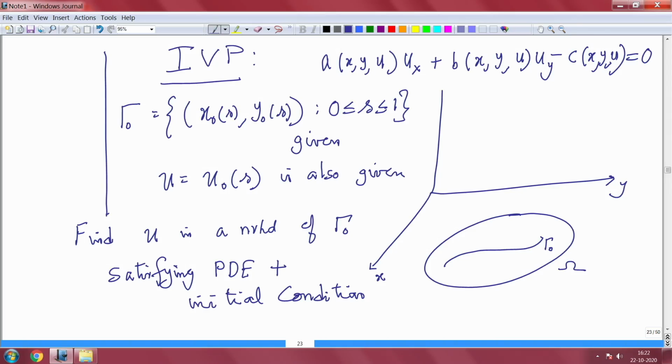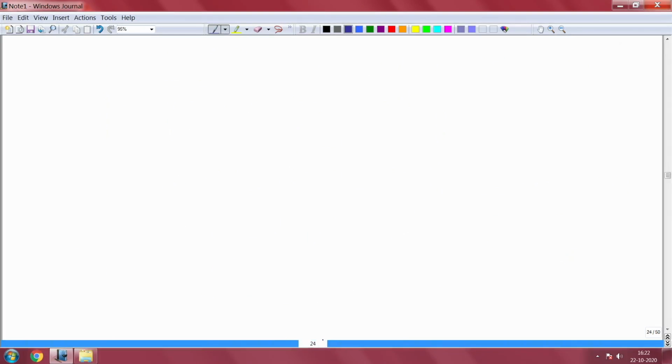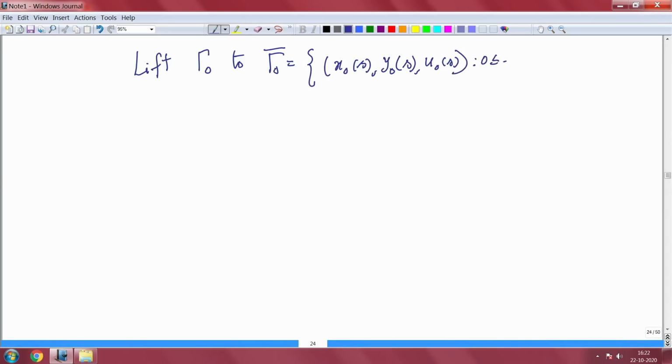How did we solve it in the linear case? In the linear case, you try to find the characteristic curve along the curve gamma naught, which was not possible. So what I am going to do is lift this curve. So the method: lift gamma naught to gamma naught bar by adjoining my initial conditions, the initial value x naught of s, y naught of s, and add u naught of s here. So this will be a space curve.